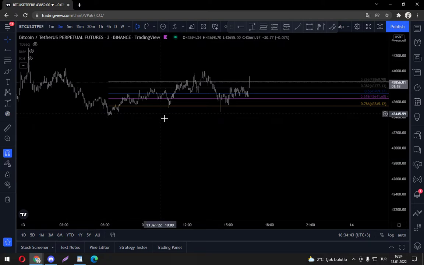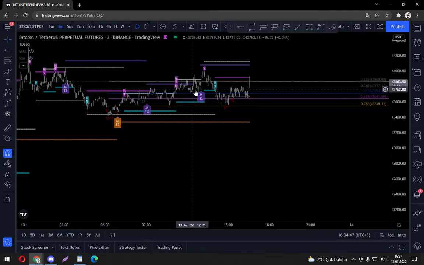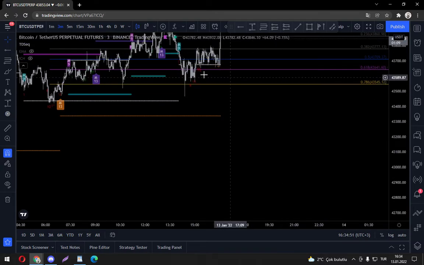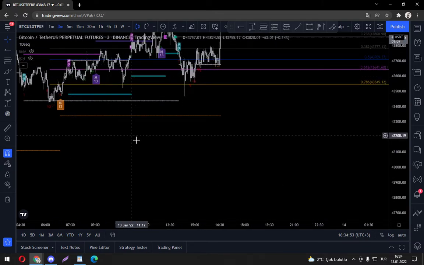Identify the trend, especially if you're a beginner. Try not to do counter trend trades using TD Sequential, and trade accordingly to the stop levels plotted by the indicator.